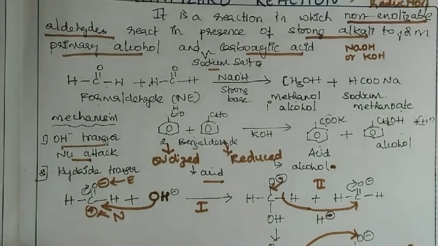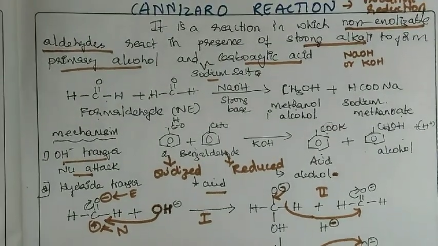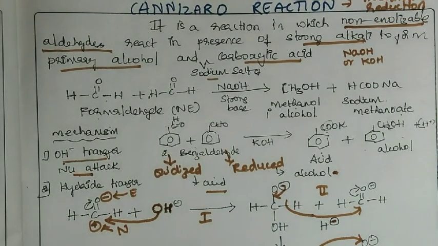So this is the Cannizzaro reaction. It is a reaction between two non-enolizable aldehydes in the presence of a strong base to give alcohol and the sodium salt of an acid.